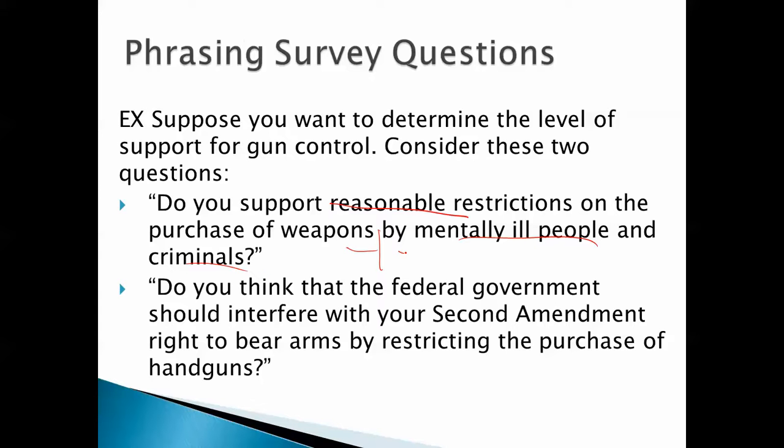Well, the first question elicits a response of yes, I think that's entirely reasonable, that we should have reasonable restrictions on the purchase of weapons. This is what you would ask if you want to show that America is generally pro-gun control.